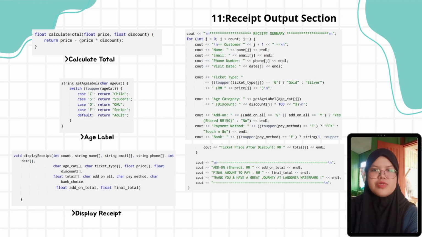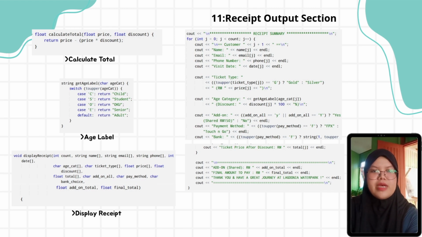Then calculate total subtracts the discount from the ticket price. Get age label is a helper function that converts letters like C into readable labels like child. Finally, display receipt loops through all customers and prints out their receipt in a nice format.